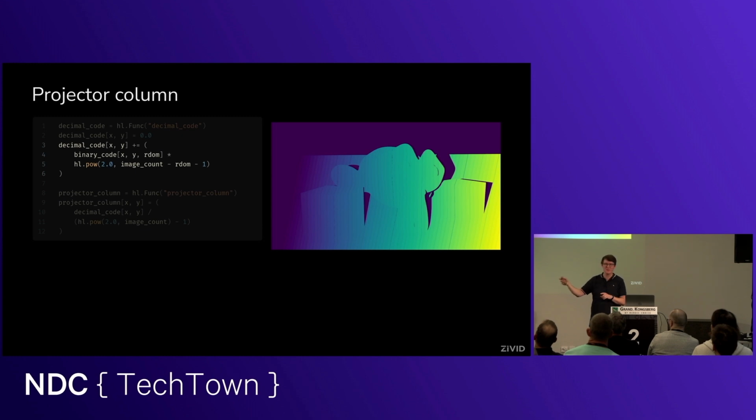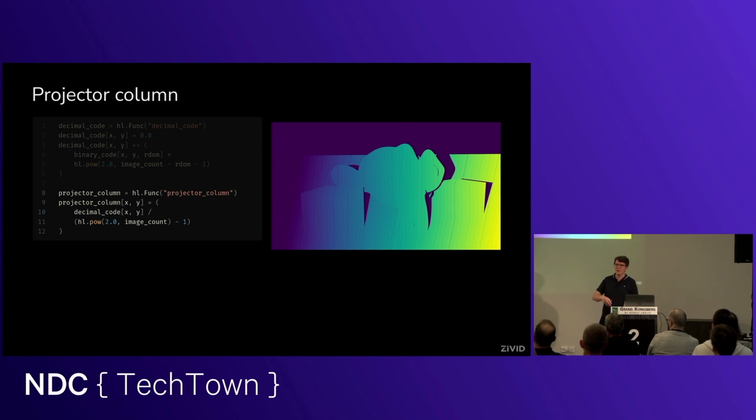That was just to get the projector columns the right way, which was left to right. But yeah, it's the binary code times 2 to the power of the image index, which many of you will recognize as just a regular conversion from binary to decimal. And then finally, the projector column is typically normalized, so we're going to do that here as well.